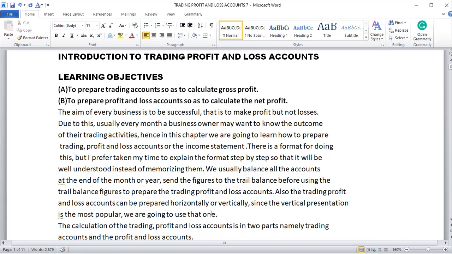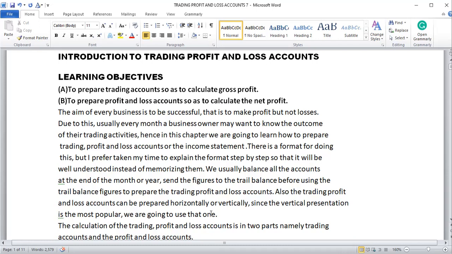We prepare it at the end of the month so that they will know whether the trading activity was profitable or not during that particular month, and also at the end of the year so that we assess the total performance of the business. If the business underperforms, then the business owner can put in corrective measures to ensure that the subsequent year the business becomes profitable.